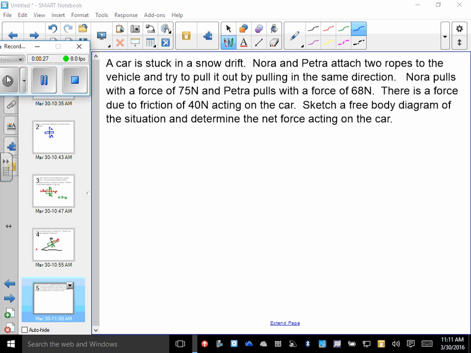So we're going to draw the car, and the way we draw the car is just like we drew free body diagrams before. It's just a square. So imagine you're looking top down. We have the center where all the forces come from. So we have one person pulling, the first person. Their force applied, and this is Nora. Force applied, Nora. Then I also have my force applied by Petra. And you'll notice that Petra's is a little smaller because hers is just 68 newtons.